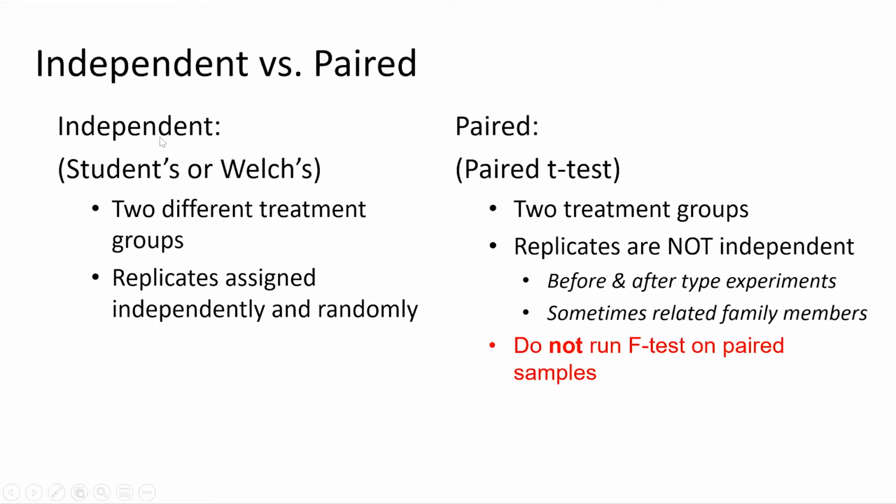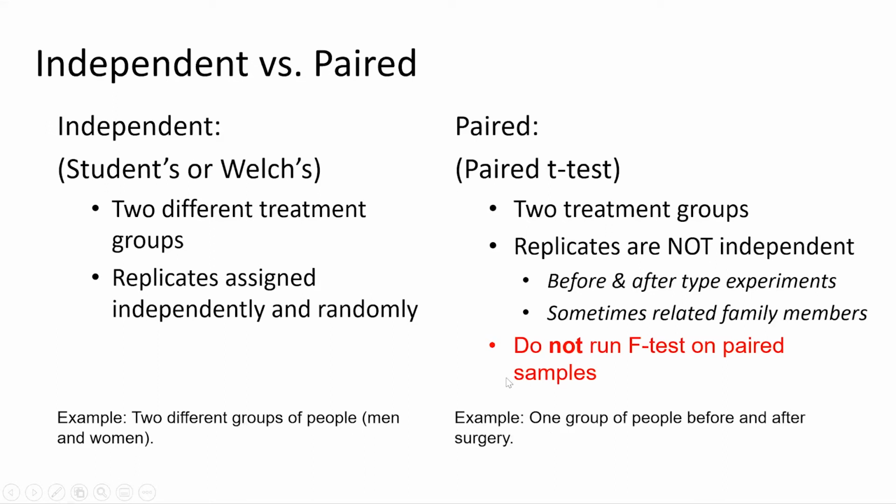When we have independent t-tests, those are our Student's or Welch's, are hetero or homoscedastic. Or I suppose are homoscedastic and heteroscedastic. And these are, again, two different treatment groups. The replicates are assigned independently and randomly. So that's the difference between these independent and paired t-tests. An example would be two different groups of people, men versus women, right? An example of a paired one would be one group of people before and after a surgery.